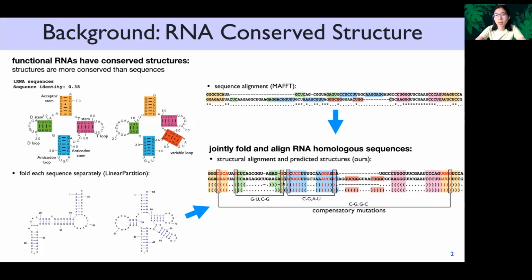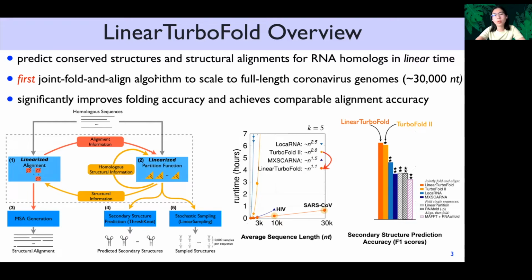Based on the structural alignment and predicted structures, we can extract the complementary mutations, which are strong signals for conserved structures. Here is LinearTurboFold. LinearTurboFold analyzes homologous sequences. There are two linear modules, linearized alignment and linearized folding. Linear alignment utilizes structure information to generate structural alignment. Linear partition incorporates the structure information from homologs and also utilizes the alignment information to predict conserved structures. LinearTurboFold scales linearly with the sequence length.